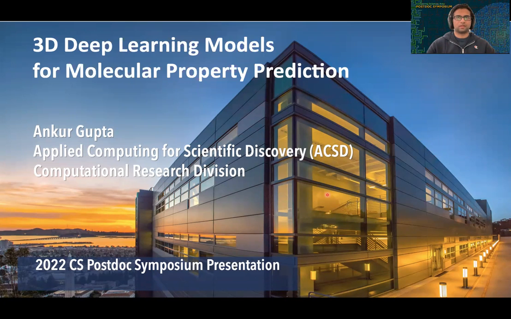Today I will talk about the 3D deep learning models we developed for predicting molecular properties.